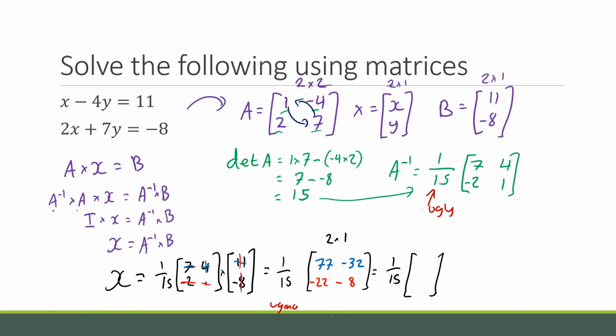77 take away 32, sorry. So that's going to be 77, 7 take away 2 is going to be 5. And 7 take away 3 is going to be 4. So I get 45. Negative 22 minus 8 is going to be negative 30.